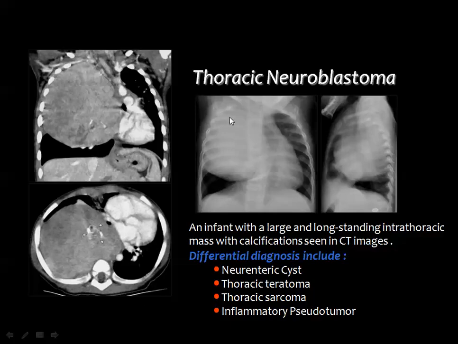And here you can see this mass in the lateral view. You can see also the mass in the CT scan axial images. The mass is solid, containing calcium. And in the coronal reformatted image, you see the mass which is almost similar to that of the chest X-ray, displacing the heart and the mediastinum to the opposite side.